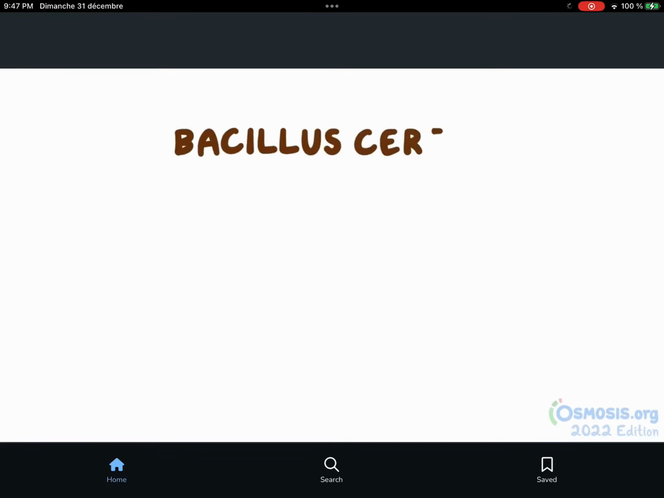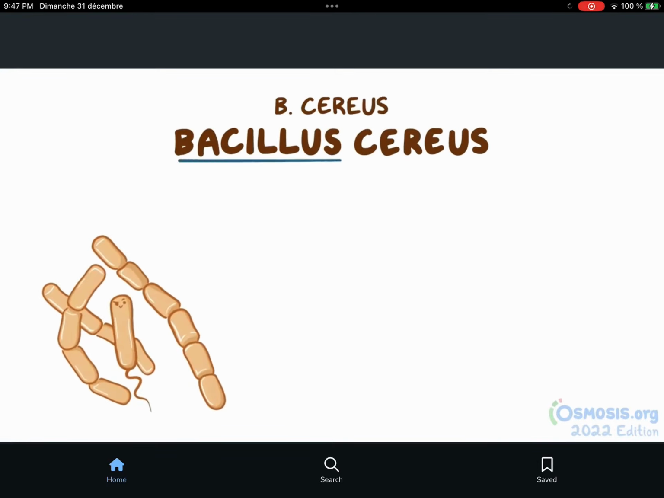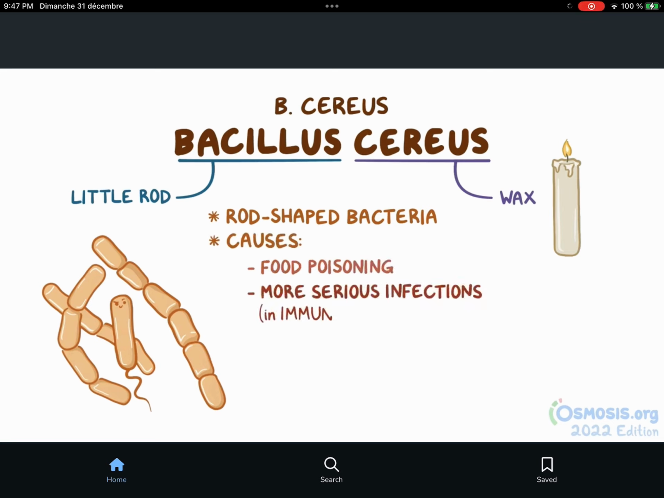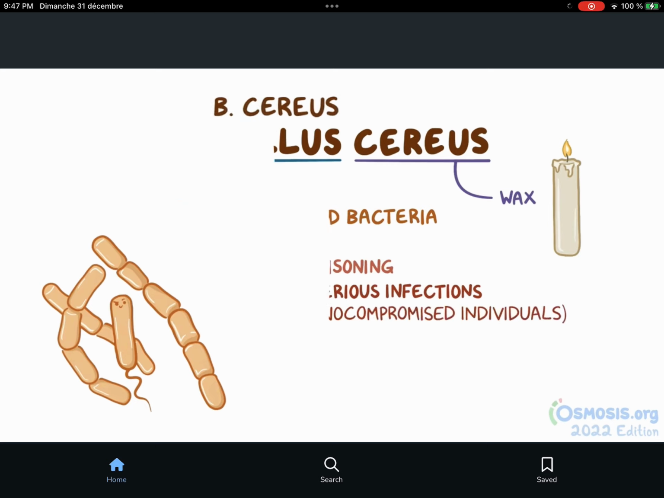With Bacillus cereus, or just B. cereus, Bacillus means little rod, and cereus means wax. So Bacillus cereus refers to a rod-shaped bacteria that looks like a wax candle. Most often, this bacteria causes food poisoning, but it can also cause more serious infections, mainly in immunocompromised individuals.